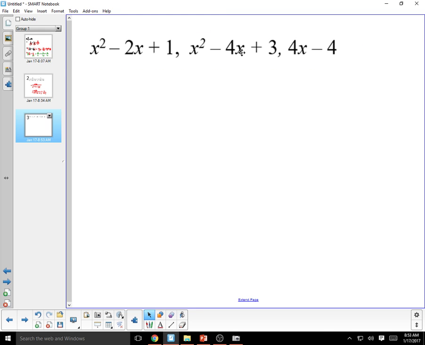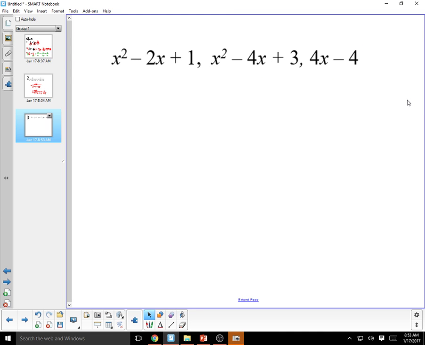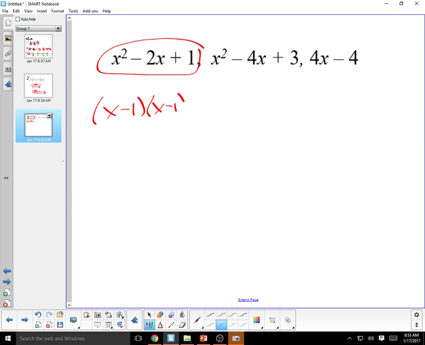All right, let's start by factoring these. Looking at the first polynomial, what does that factor into? Yeah, x minus 1 times x minus 1. The next polynomial factors into x plus 3?